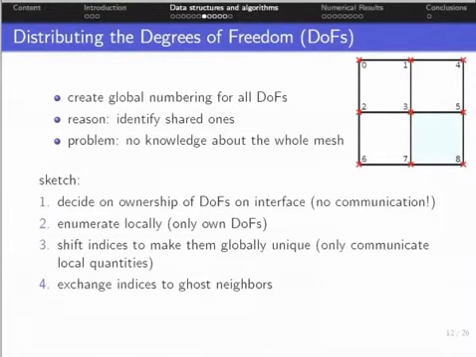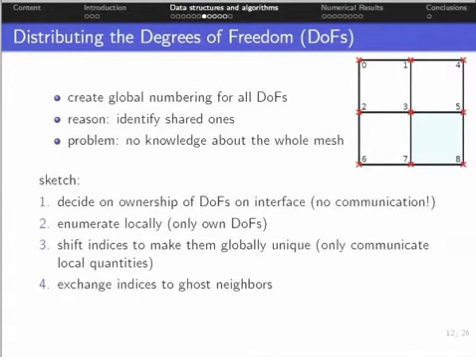So the sketch on how to do that is non-trivial because we don't know the whole mesh anymore. So we cannot just loop over all cells. We did that before, but that doesn't work anymore, of course. And so a very simple sketch of what we're doing is, the first thing is I decide on ownership for the degrees of freedom.